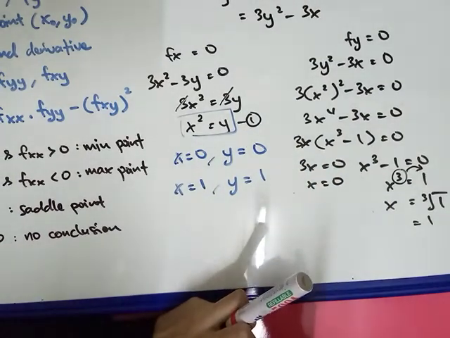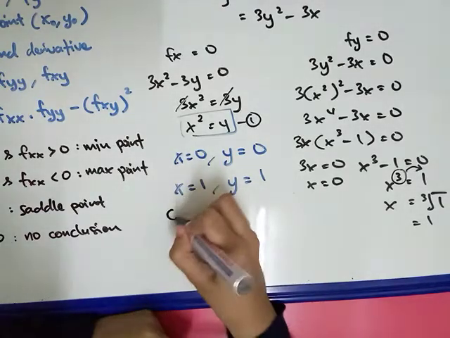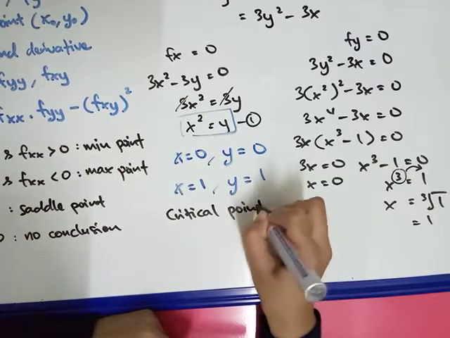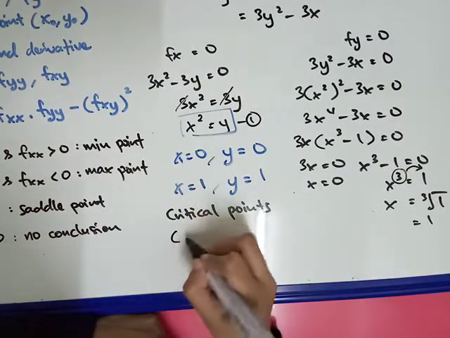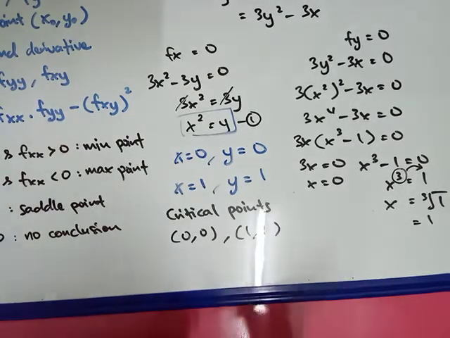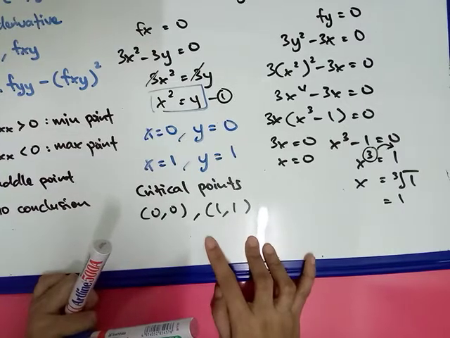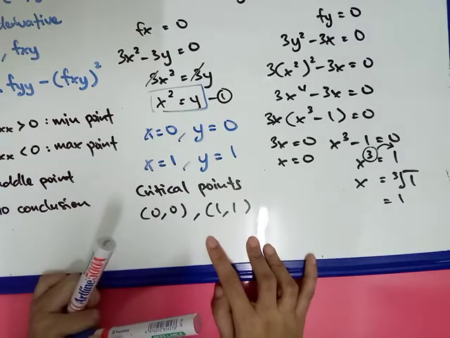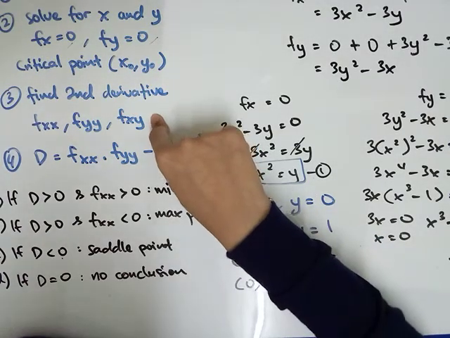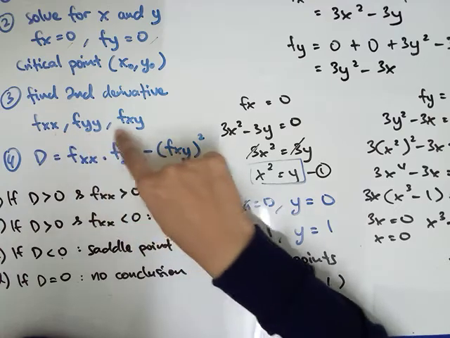Okay, so we can get the critical points. The critical points are (0, 0) and (1, 1). We have two critical points here. Alright, so this is second step. The third step is we need to find the second derivatives: fxx, fyy and fxy.